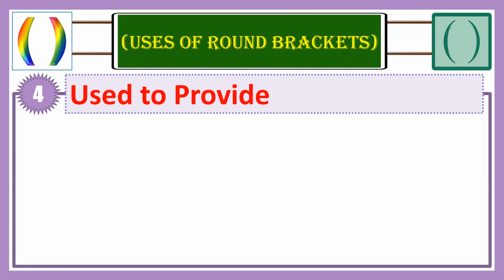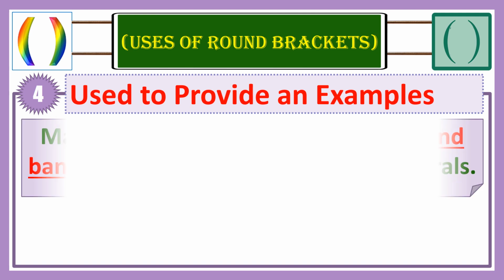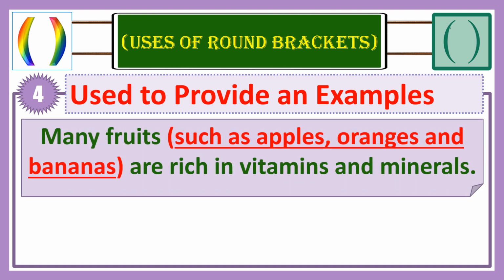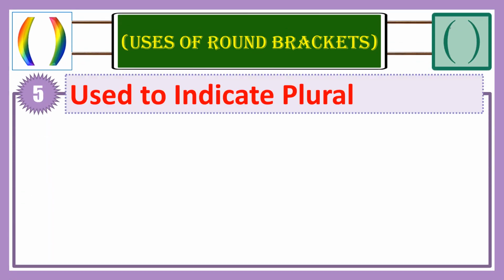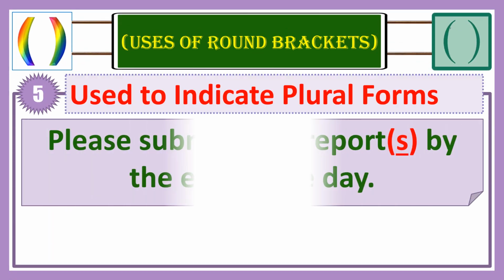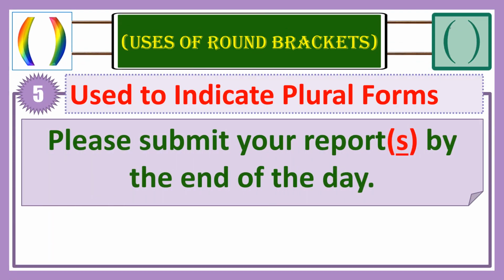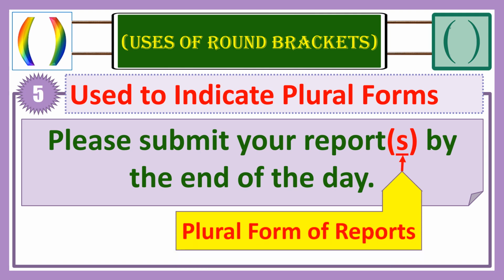Fourth, to provide an example. Consider this example. Here, the enclosed information, such as apples, oranges, and bananas, is examples of fruits. Fifth, to indicate plural forms. Consider this example. Here, the enclosed information, s, indicates a plural form of reports.